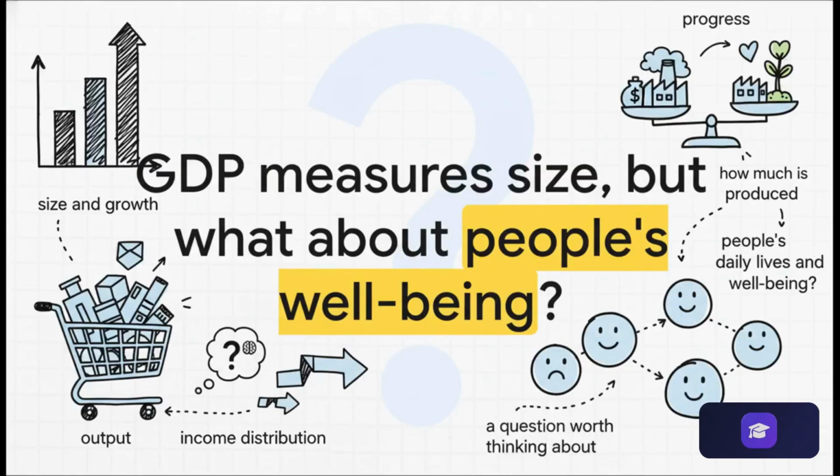And that brings us to a final really important thought. We've seen that GDP is an incredibly powerful tool for measuring the size of an economy and how much it's growing. But at the end of the day, it's still just one number. It tells us how much stuff was made, but it doesn't tell us how that wealth is spread around or what it means for the actual well-being of the people living their daily lives. So it measures output for sure, but does it measure progress? And that's a question that's always worth thinking about.